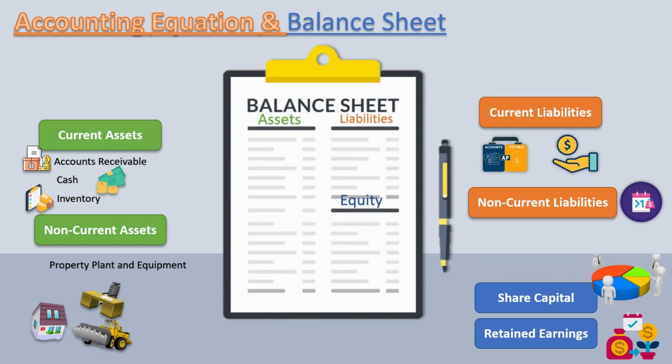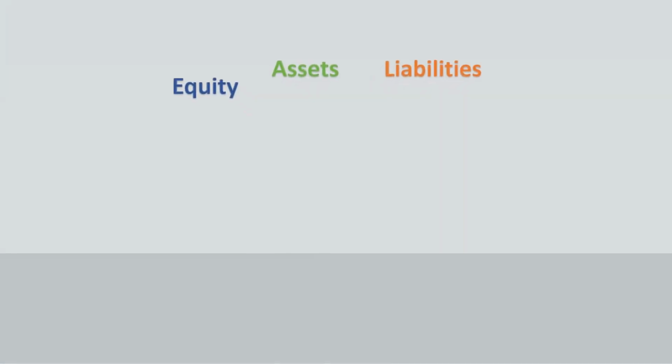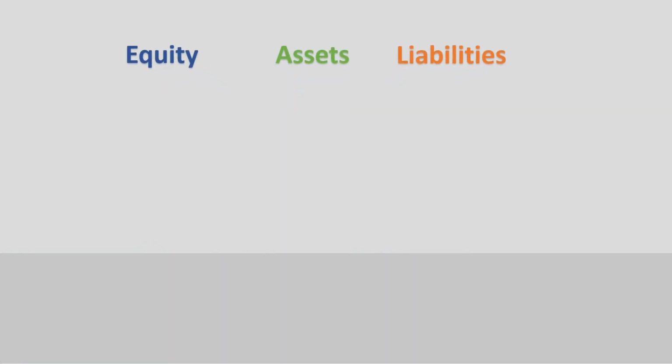Now that we have covered all three elements of the accounting equation, let's see an important relationship by rearranging it. You can also rearrange the equation like this: equity equals assets minus liabilities. This version of the accounting equation shows the relationship between shareholders' equity and debt. The shareholders' equity is what remains after all liabilities are subtracted.